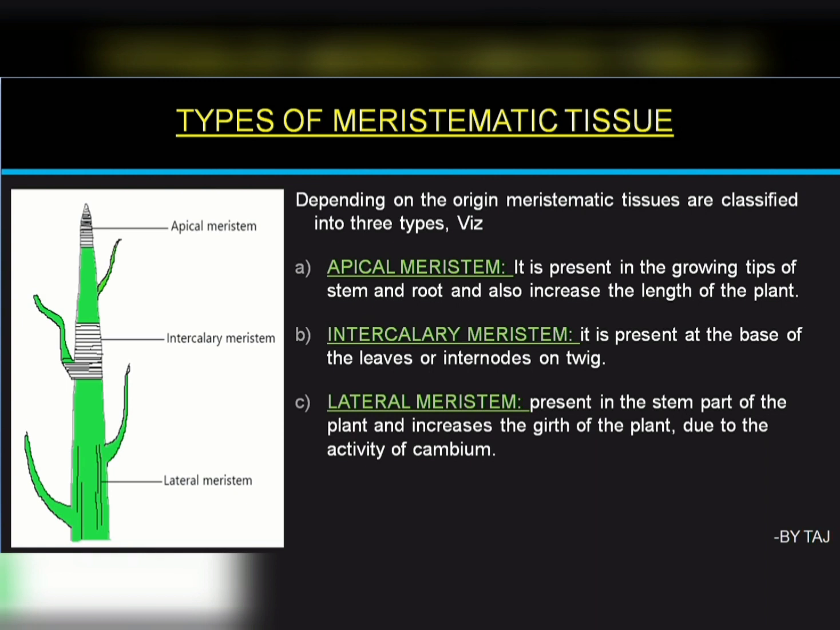Coming to another important type, lateral meristem. These lateral meristems are present in the stem part of the plant and increase the girth of the plant. Girth is nothing but the thickness of the plant, which will be increased with the help of the lateral meristem.